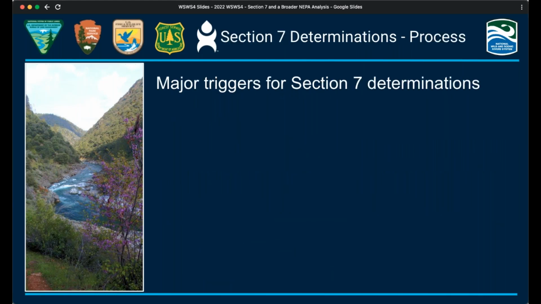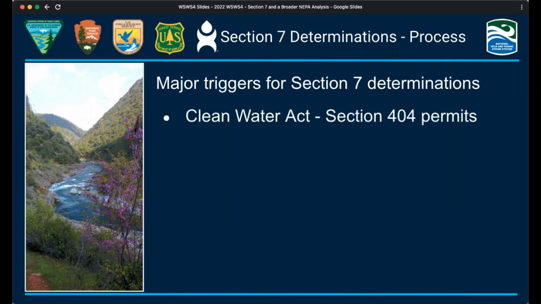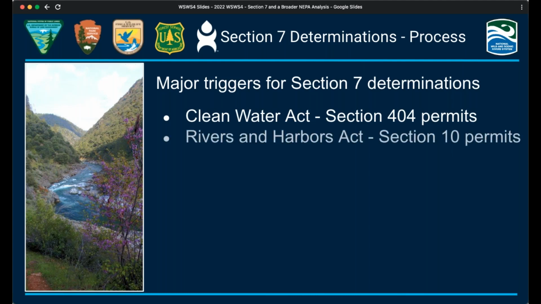One of the most common triggers for Section 7 determinations is U.S. Army Corps of Engineers permit applications for dredge and fill activities under Section 404 of the Clean Water Act. Section 10 of the Rivers and Harbors Act of 1899 also requires that regulated activities conducted below ordinary high water for navigable waters of the United States be authorized by the Army Corps of Engineers. An application for a Department of Army permit will serve as an application for both Section 404 and Section 10 permits.